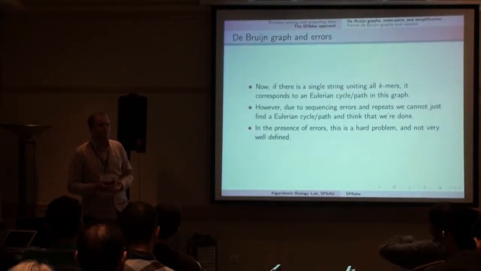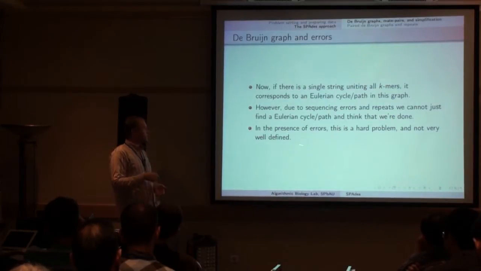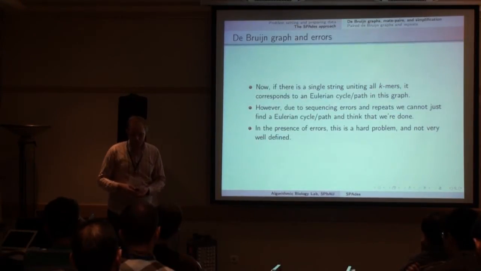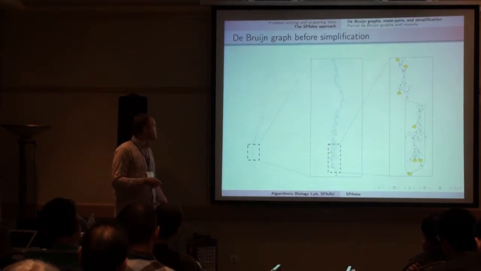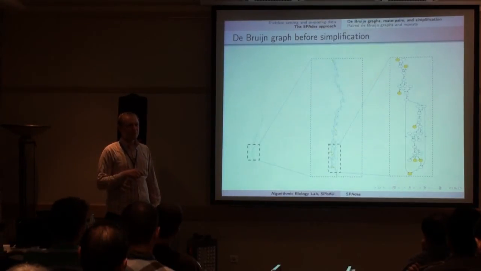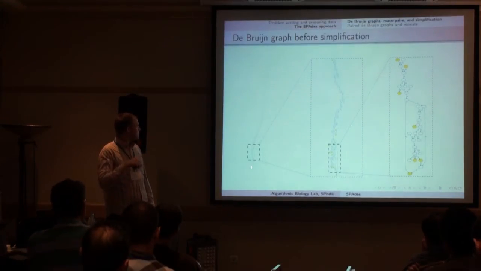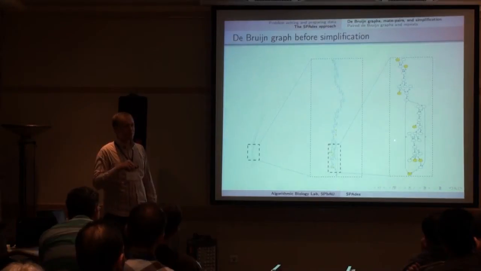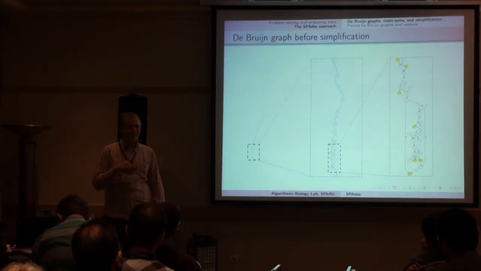So in the absence of error, genome assembly, finding an Eulerian cycle, is a simple problem, but in the presence of error, it is a very hard problem, and basically it is actually not a very well defined problem, especially if you cannot make assumptions on coverage. But still, we have to do something. And here is a nice picture of a connected component from one of our data sets. Here is the connected component itself, and here it is amplified a couple of times, so you can see that it does have a complicated structure.